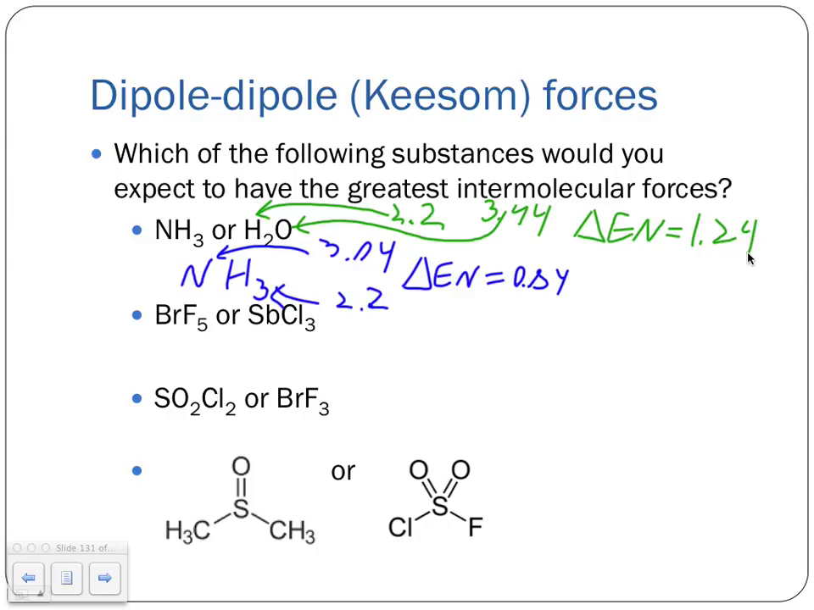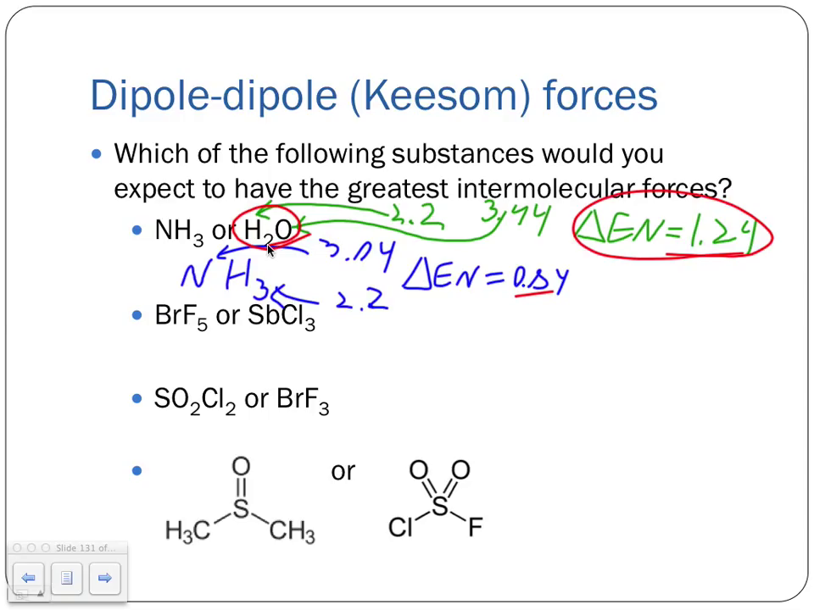Both of these are well within the polar covalent range, so neither one of these is ionic, and neither one of these is nonpolar. But of those two, which one is going to have the greater forces? 1.24 is bigger than 0.84, so it's going to be the H2O. So we'd expect to see stronger intermolecular forces between water than we would between ammonia due to these dipole-dipole or Keesom forces. Let's try another one, BrF5 or SbCl3.